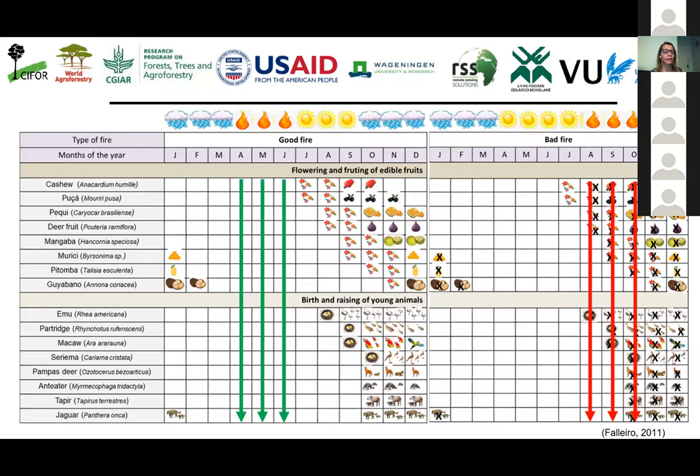if we use fire at the end of a rainy season or at the beginning of a dry season, represented by the green arrows, the main resources of the environment are not badly affected. Unlike some of them, which can be positively influenced by this good fire. On the other hand, the late season fire, represented in the chart by the red arrows, will damage most of the environmental resources. Next.